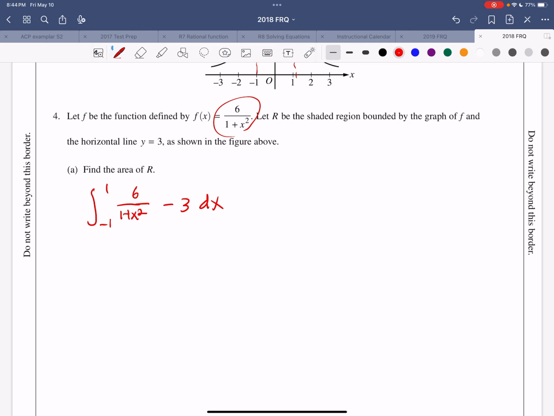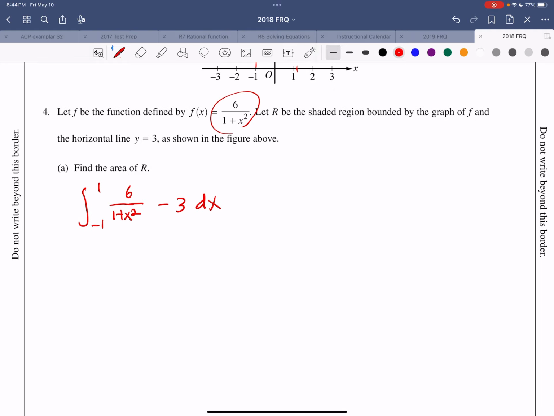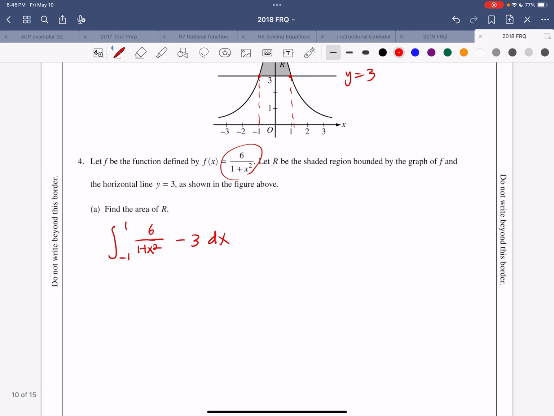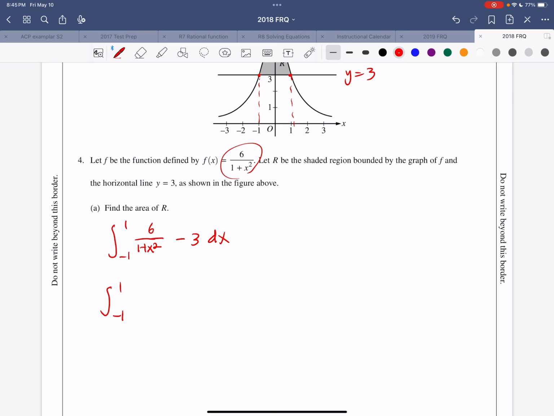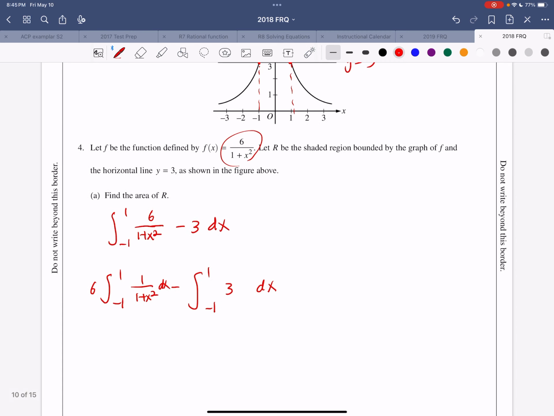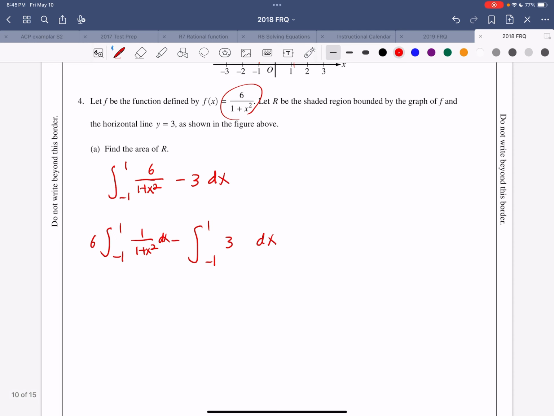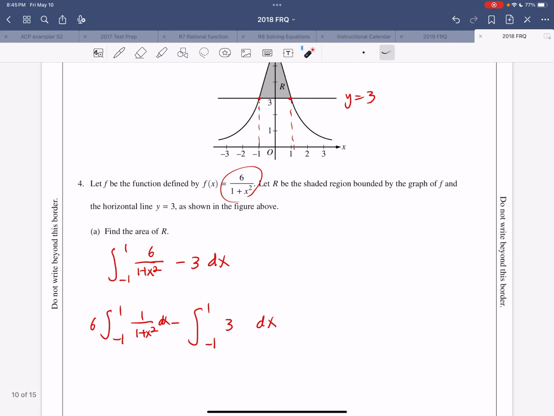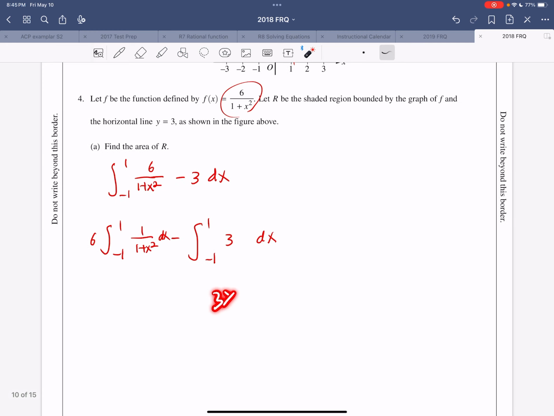So I'm gonna write this, 6 over 1 plus x squared, okay? So let's do this one. When you do this, the hardest part is just memorizing. And also, I can do it like this: integral from -1 to 1, I'm gonna put 6 outside, 1 over 1 plus x squared, minus the integral from -1 to 1 of 3 dx. Okay. I don't really have to do that portion because, do you see this portion? I don't really have to anti-derive it. It's gonna be 3x from 1 to -1.